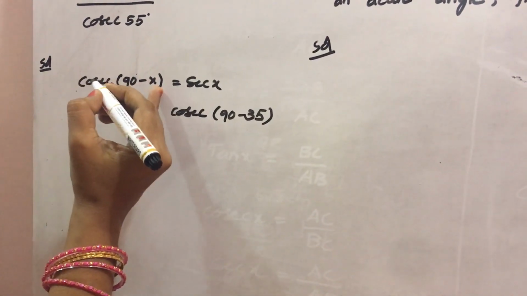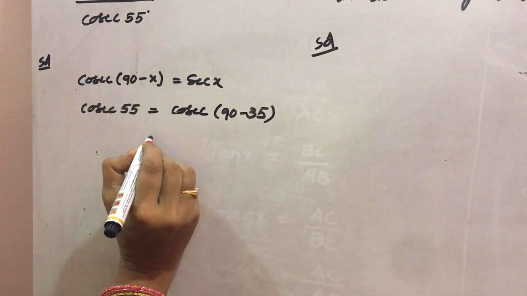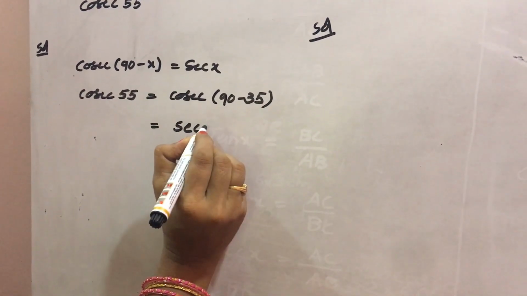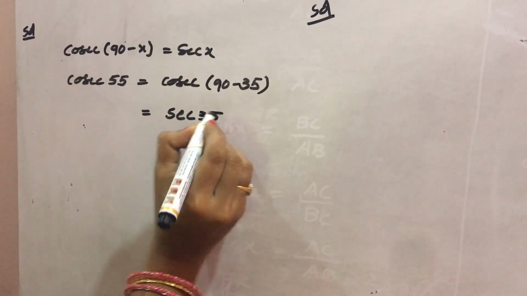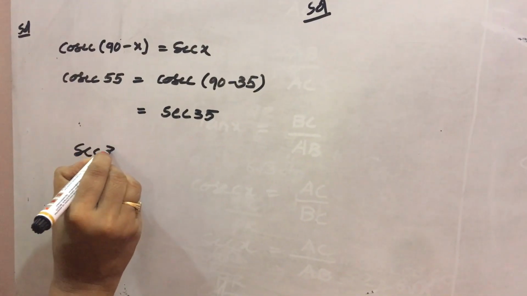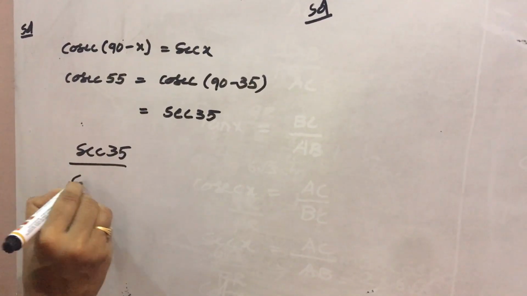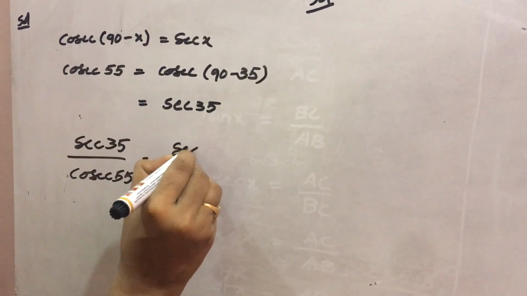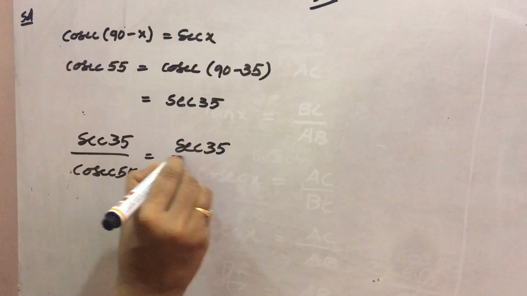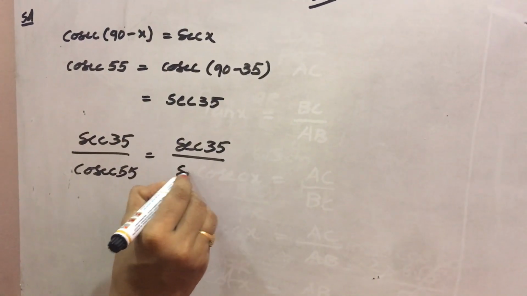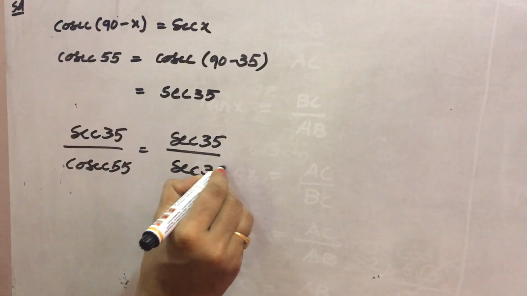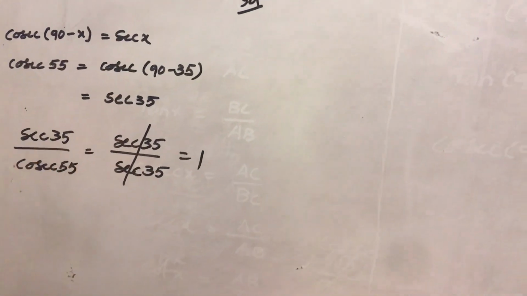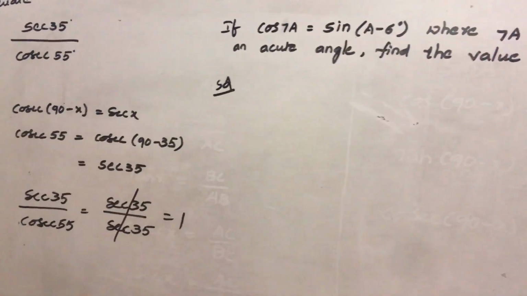But cosec(90 minus x) is equal to, what is the ratio? Sec x. We can write cosec(90 minus 35) is equal to sec 35. See here, sec 35 by cosec 55 is equal to, we can write the numerator as it is, sec 35 by sec 35. We can cancel these two, value is equal to 1. In this way we can evaluate using the complementary angles.